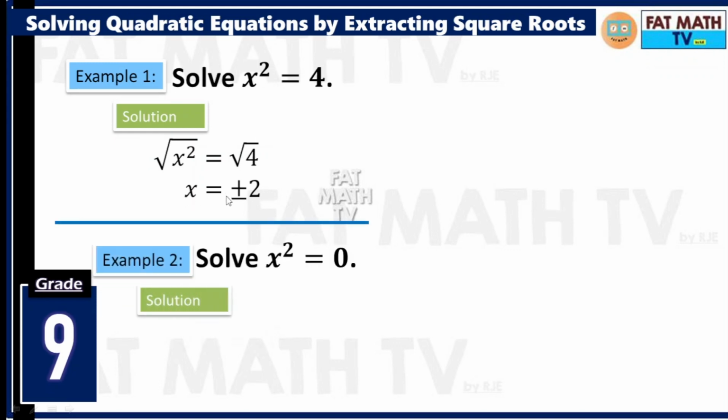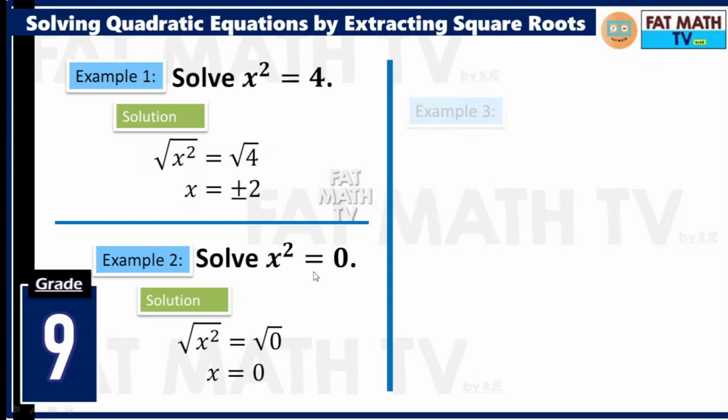Example number 2. Solve x² = 0. So x equals the square root of 0, which is 0, and 0 is neither positive nor negative. So we just have one answer for x, that is x = 0. To check, replace x with 0 and you will have 0² = 0. So 0 squared is indeed equal to 0.